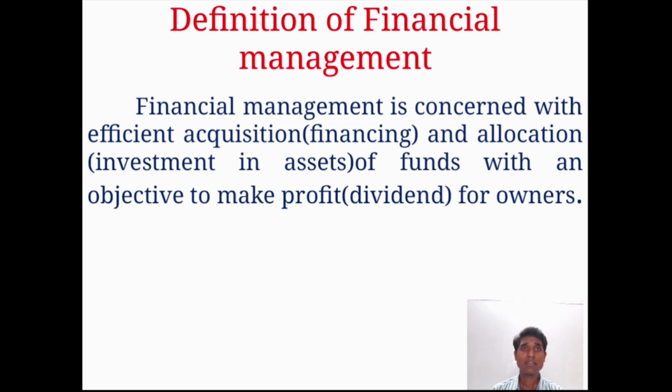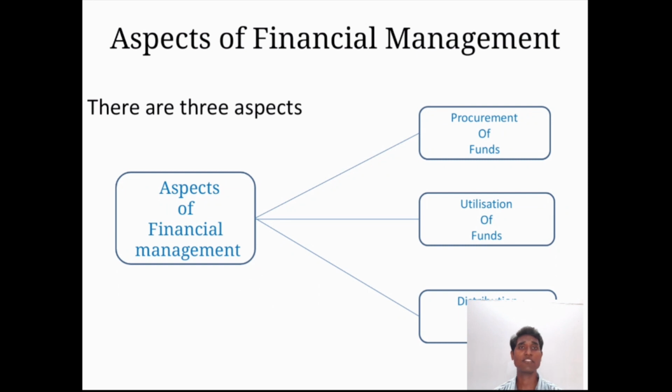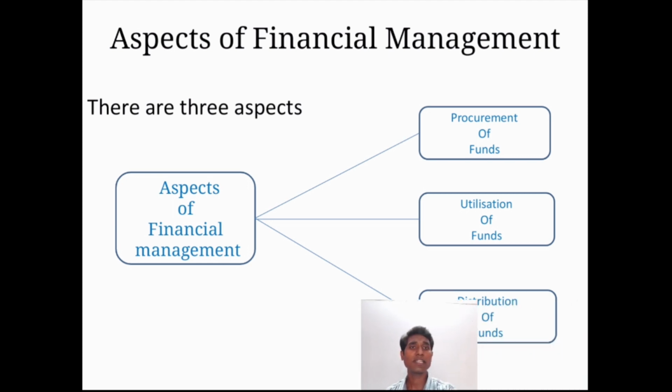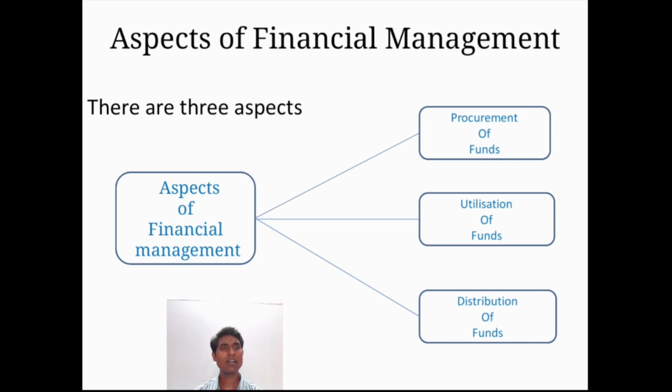Now, from the definition, we can understand that there are three aspects of financial management. The first aspect is procurement of funds. The second aspect is utilization of funds. The third aspect is distribution of funds. So, the entire subject of financial management revolves around these three factors. That is the reason we say these are the aspects of financial management.